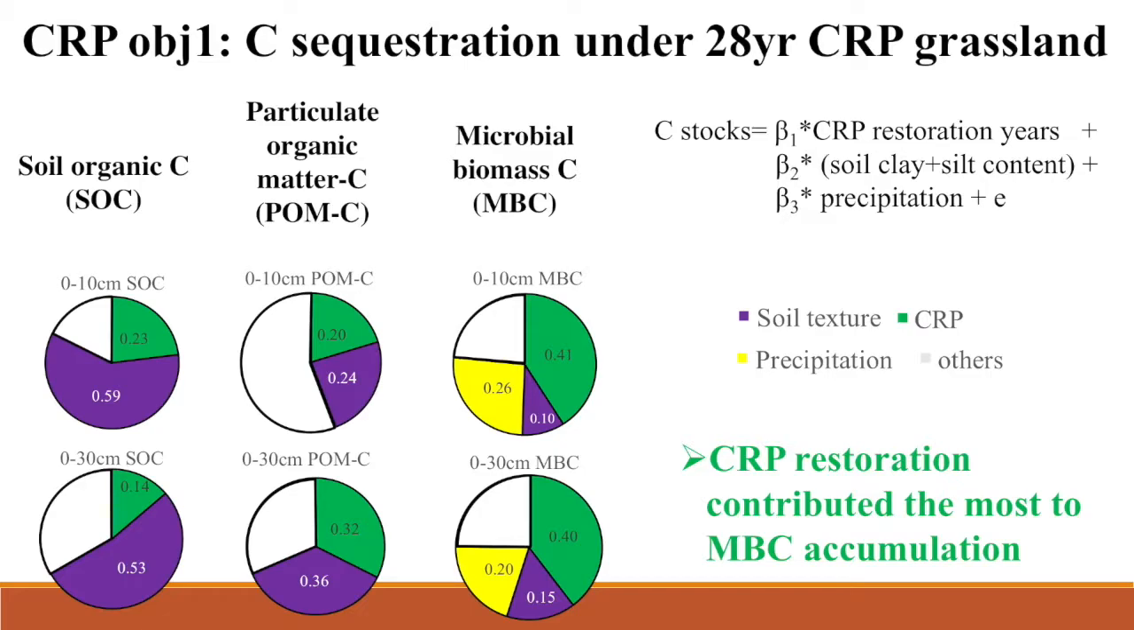So this pie chart shows how much variation is explained by each predictor. The green part was explained by the CRP. If we compare across the 3 carbon pools, you can see the impact of CRP increased from organic carbon, to farm carbon, to microbial biomass carbon. So the CRP restoration contributes the most to the microbial biomass carbon accumulation.